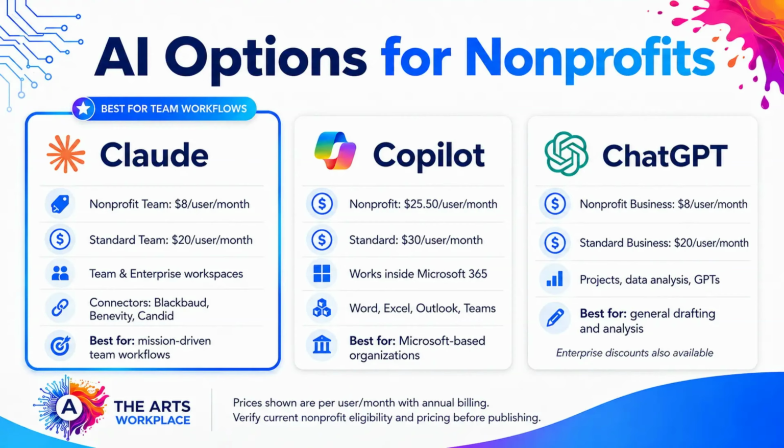That is a meaningful difference from the standard rate, and it's easily missed because it is not prominently advertised. So if you are a 501(c)(3) organization, go check your availability. It's very easy to apply and set up a team account. And side note, for most of you, at least in the arts world, an enterprise level account is not necessary. A team account is really all you need.